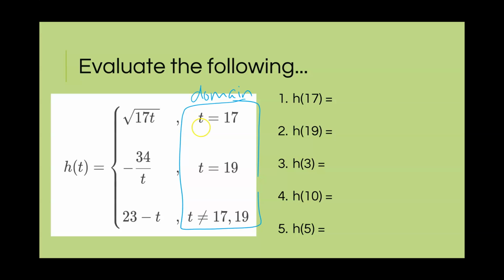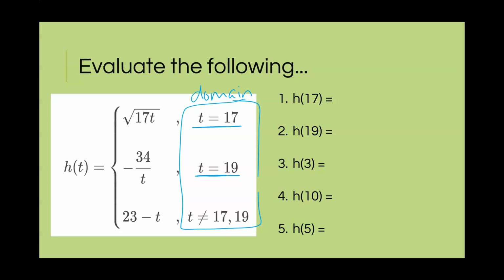So the first one is saying that my only x value, t is where x is, so you can say t or x. But the only number I can plug into this first equation is 17. I cannot plug in any other number but 17. Same thing for the second equation. I can only plug in 19, nothing else.